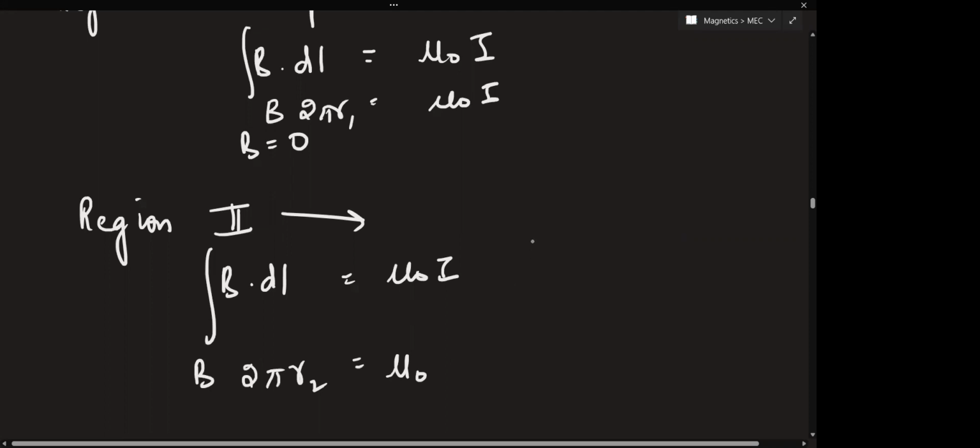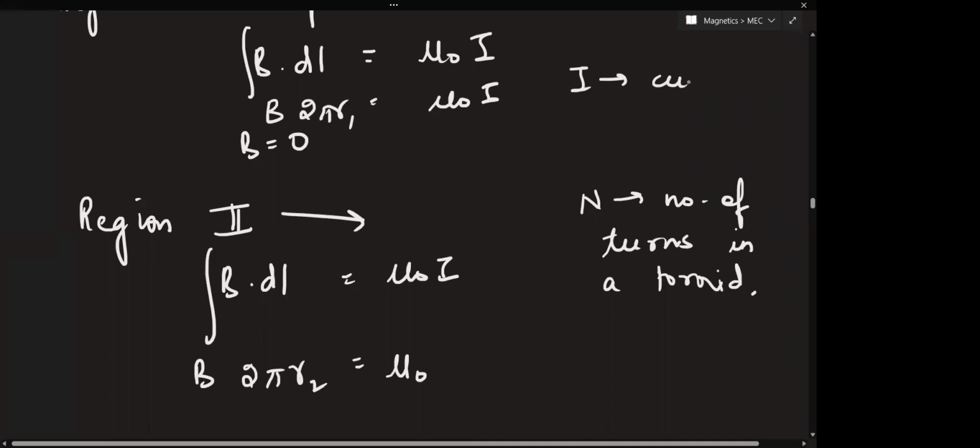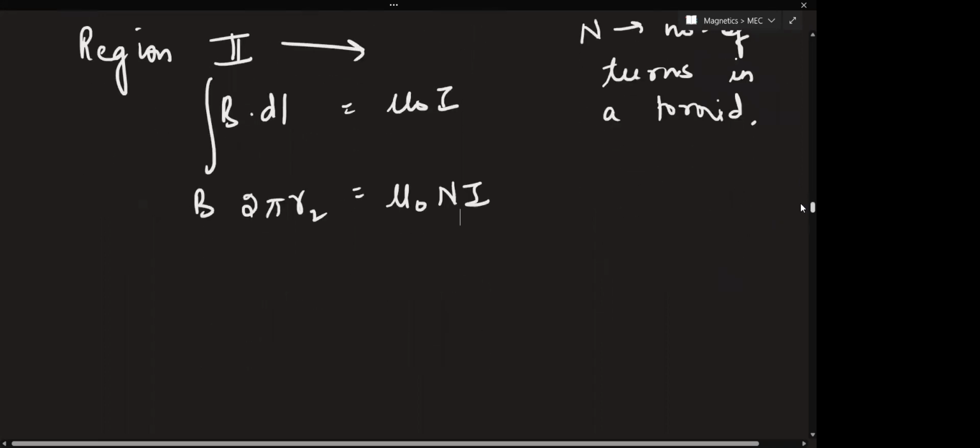Now see, for the solenoid, n is the total number of turns. So the total number of turns in the toroid, let's say N, is the number of turns in a toroid. So the current won't be I. Current I is for a single turn, the current in a single loop. So for N number of turns, the current will be N multiplied by I. So B becomes mu naught N I divided by 2 pi R.